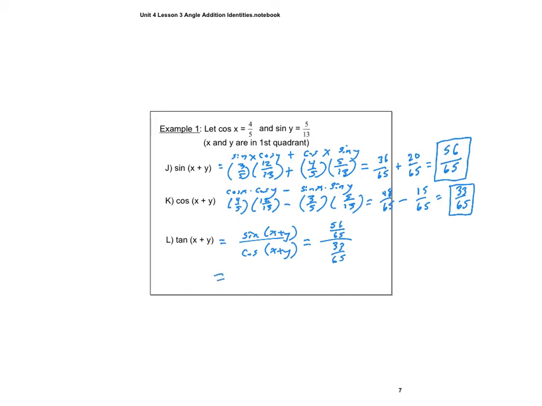Let's change that into a multiplication problem. So diagonally here, we can reduce these down. Multiply your numerator, multiply your denominator. Can I reduce that down? No. So there I have 56 over 33.